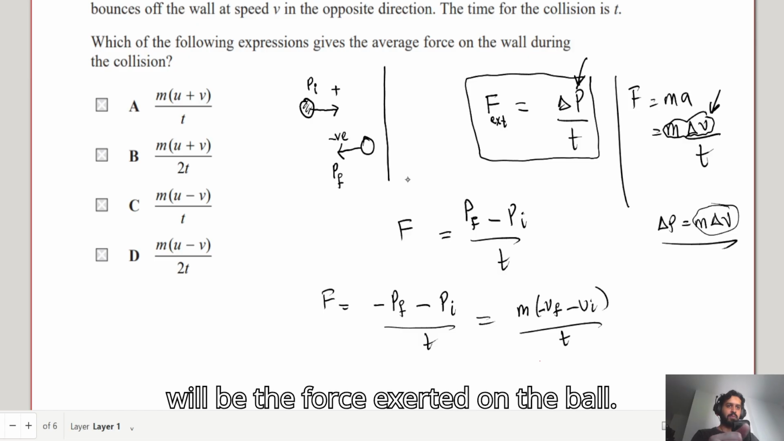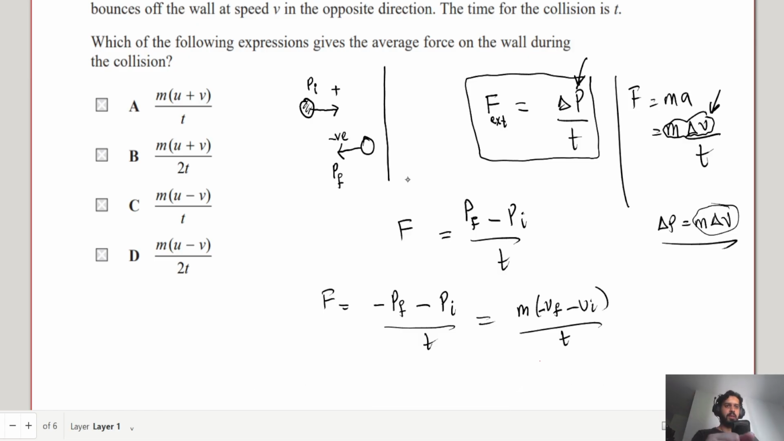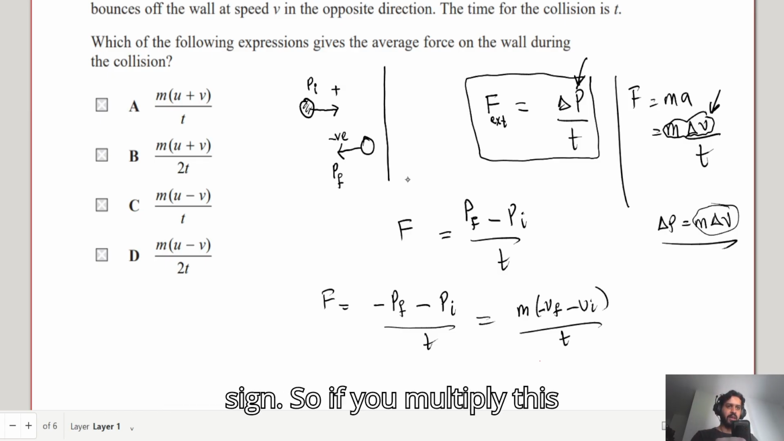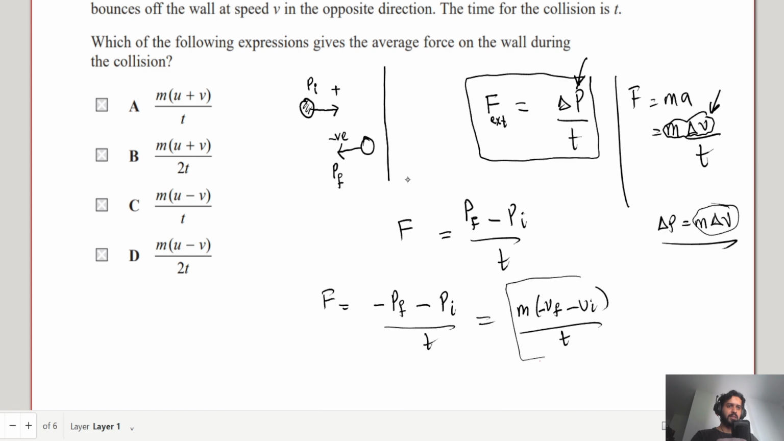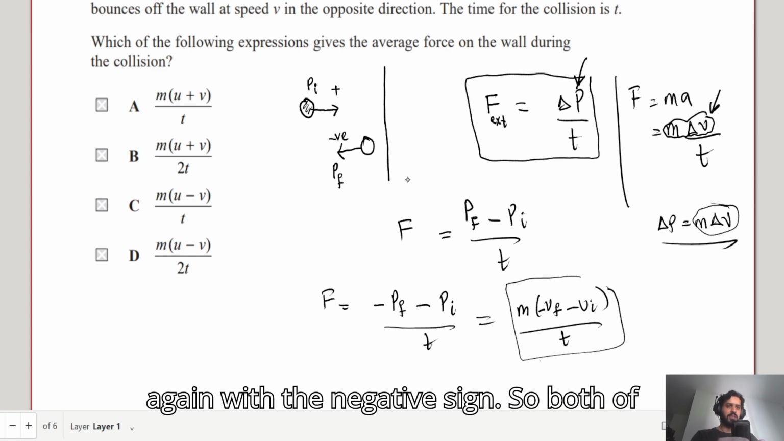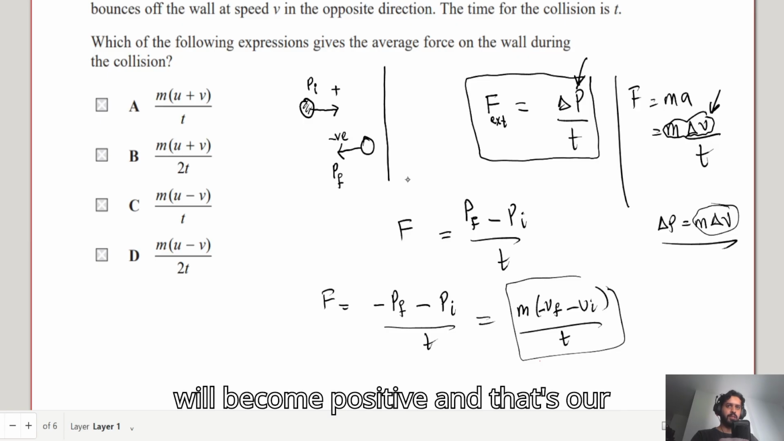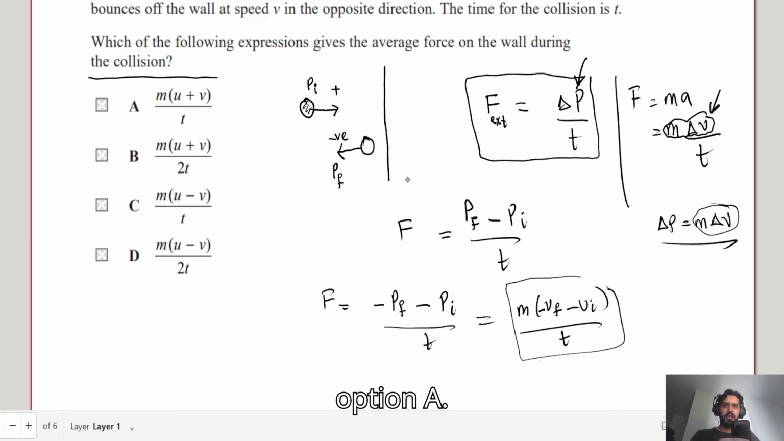So that will be the force exerted on the ball. The force that the ball will exert on the wall will be exactly opposite of this, which means there will be a negative sign. So if you multiply this again with the negative sign, both final velocity and initial velocity will become positive, and that's our option A.